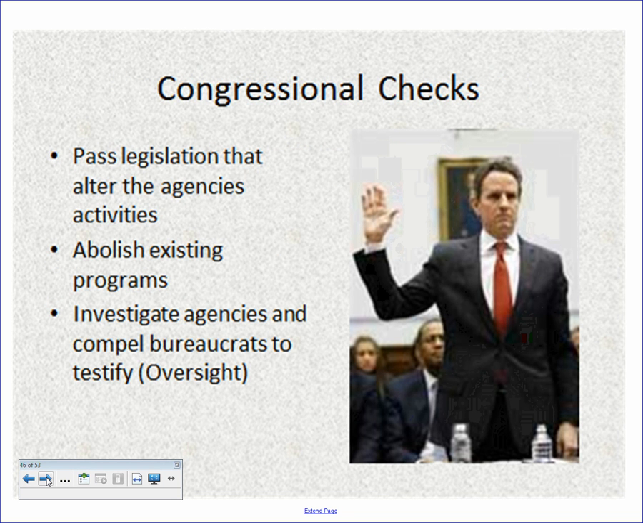Congressional checks. Obviously, passing legislation is what is most important. They pass laws that alter the agency's activities. They could abolish a program. If Congress doesn't like the job an agency is doing, they could get rid of it.